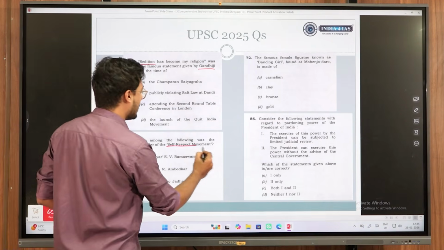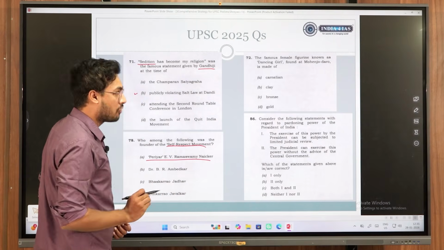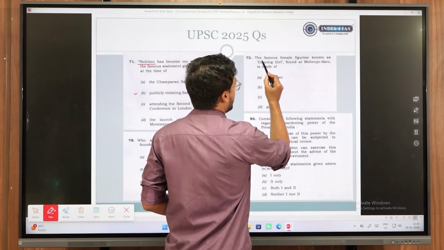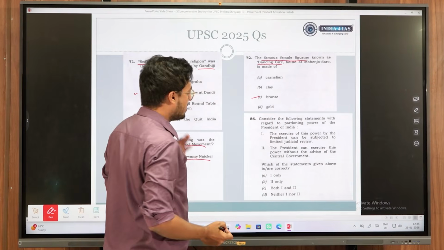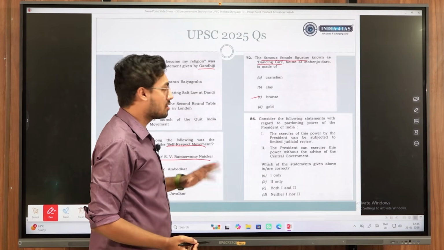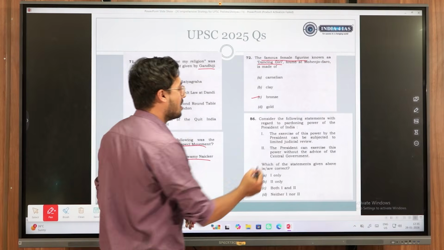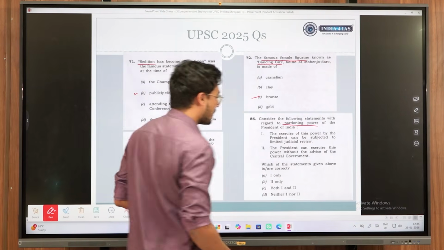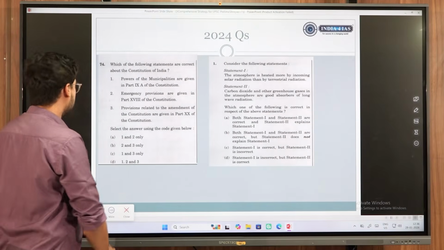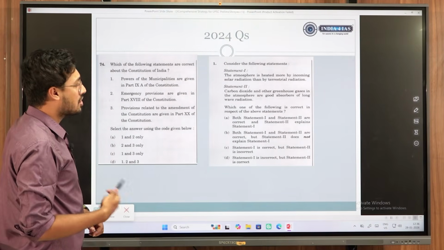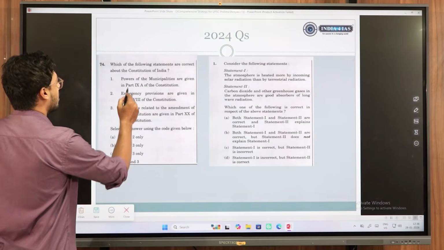Similarly, the self-respect movement. It is a very simple static fact. Similarly, the famous female figure, the dancing girl, was made of what? Bronze. See, these are static things. If we had control over this, we would have capitalized on these easy questions. Similarly, a question over pardoning power, a simple question to be answered. Likewise, we can see such questions in every year's question paper.